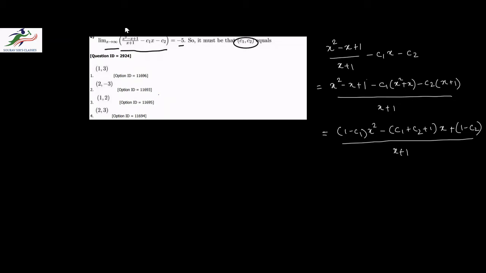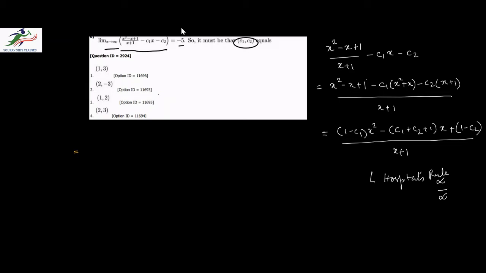to use L'Hospital's rule, because if we put x as infinity, both the numerator and the denominator become infinity. So it is of the form infinity by infinity. So we have to use L'Hospital's rule here, which means that we have to differentiate the numerator and the denominator.